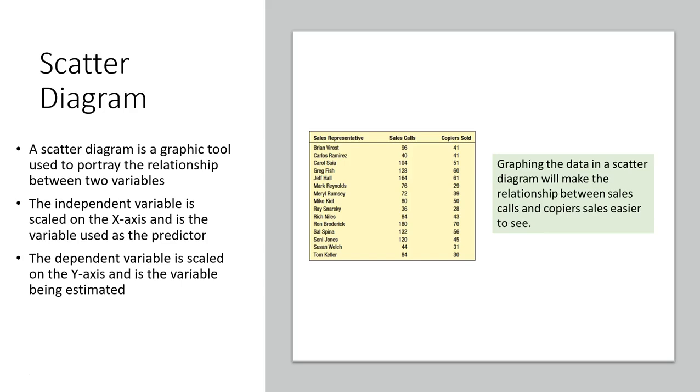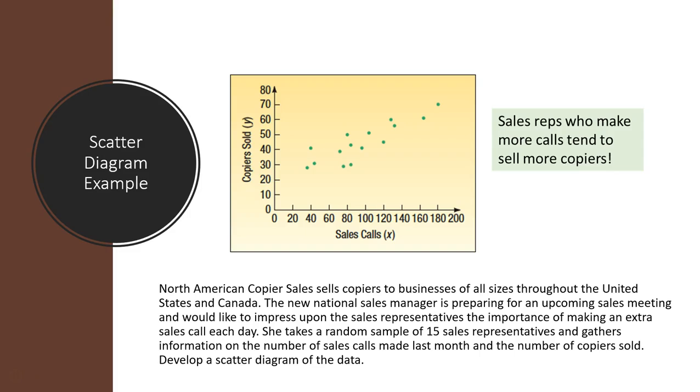So for instance, we might have a sales manager who wants to know if there's a relationship between the number of calls made in a month and the number of copiers that were sold that month. And so you could begin the analysis with a random sample of 15 sales representatives. And then with this data, the number of sales calls would be our independent variable and the number of copiers sold would be our dependent variable.